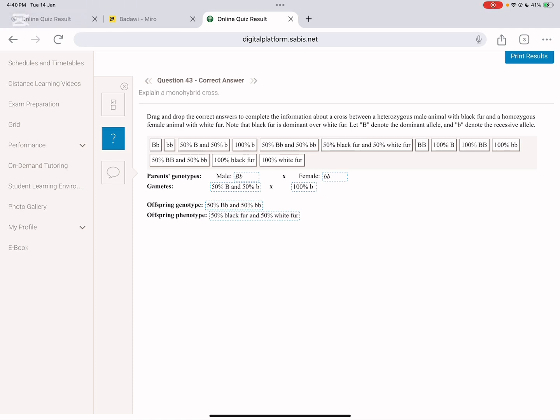Okay, here they told us we are crossing a heterozygous male animal with black fur, so capital B, small b, with a homozygous female with white fur. So it must have both recessive alleles. So that's why we put capital B, small b, small b, small b. The gametes, it's easy to tell. And then the offspring genotype.